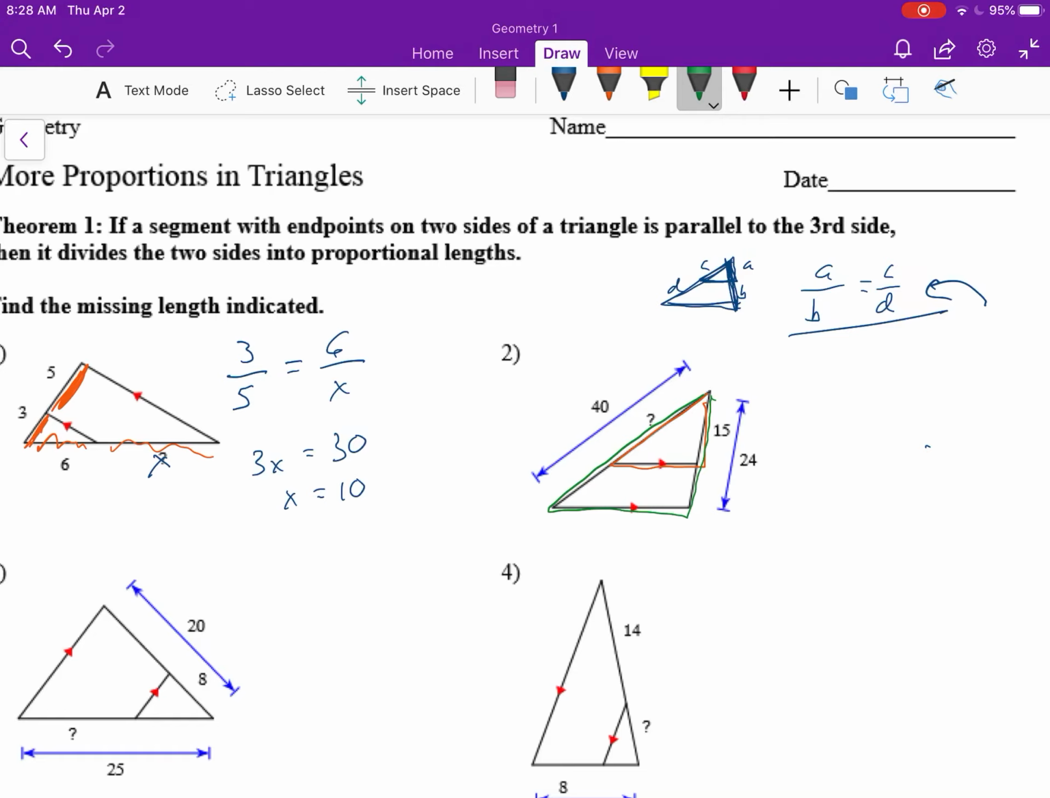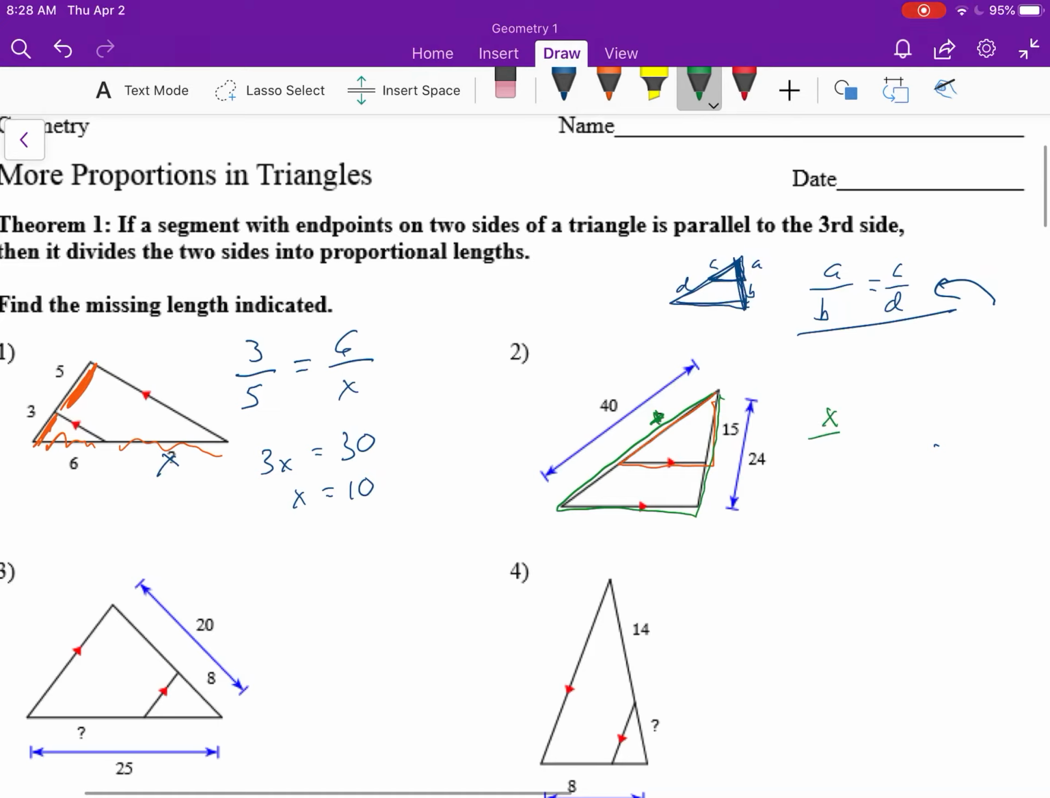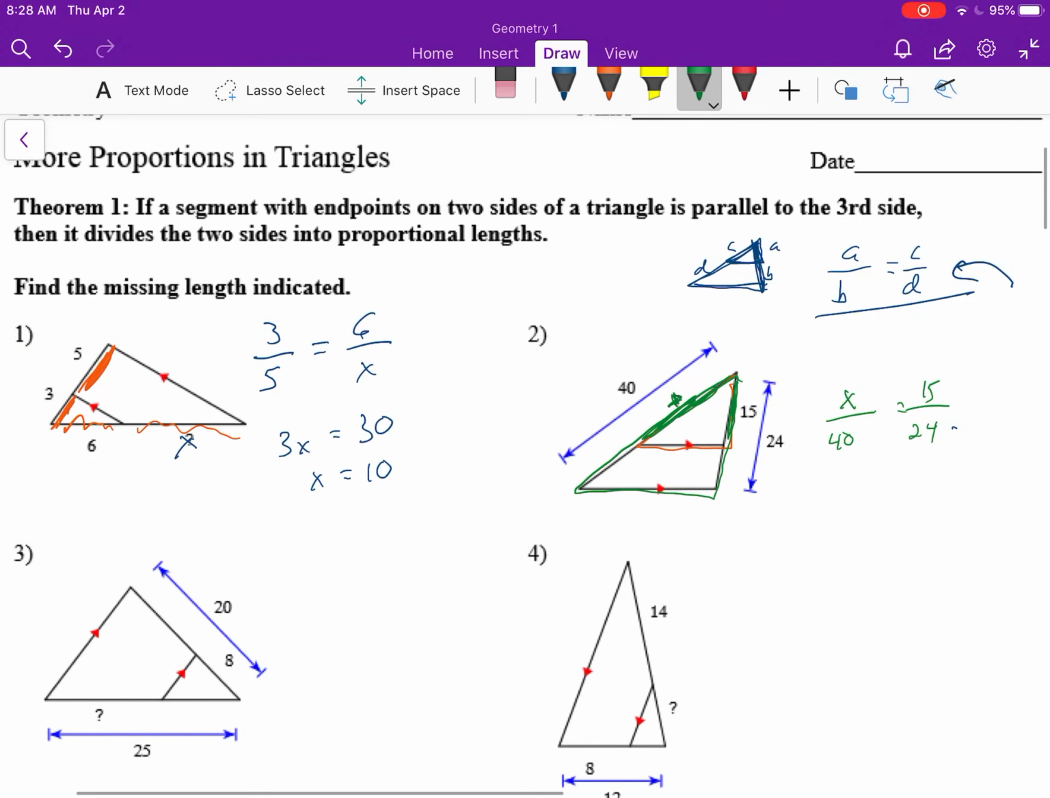So really we can just say x over, that's this side, over 40 equals, what corresponds to x on this side? Here's the shorter side, so equals 15 over 24. We can cross multiply and solve. You can reduce first, if you don't have a calculator, and reducing helps. So this reduces by 3, so 5 and 8. And we can cross multiply and solve.